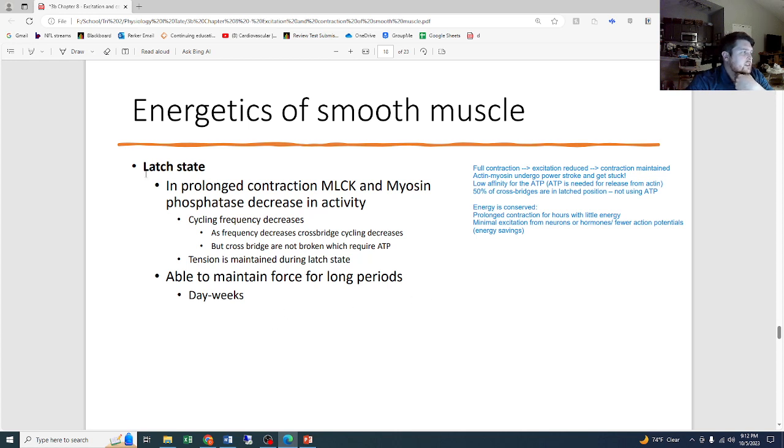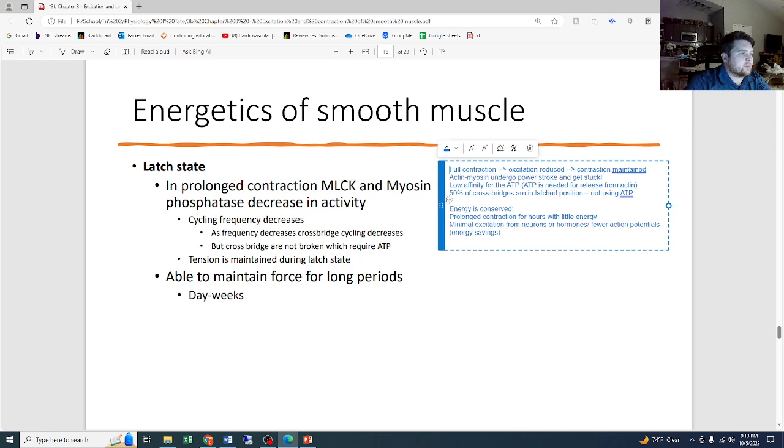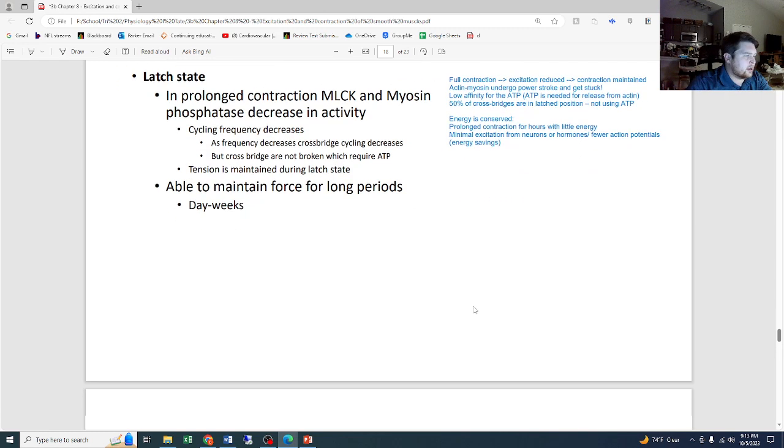We've touched on this. This is just defining it, the name, where that prolonged contraction with MLCK and the myosin phosphatase decrease in activity. This is where the tension is maintained. We just call it the latch state, when the smooth muscle is maintaining the tension and holding, and the myosin heads just aren't being caused to release, and that can be held for days or up to weeks, depending on what's going on. Here's a little bit more in-depth, step-by-step look at how that happens, if you want to pause and go over that as well.